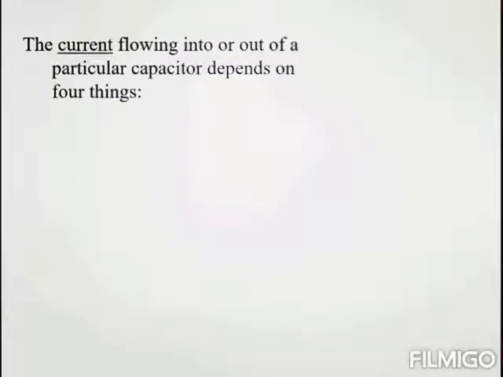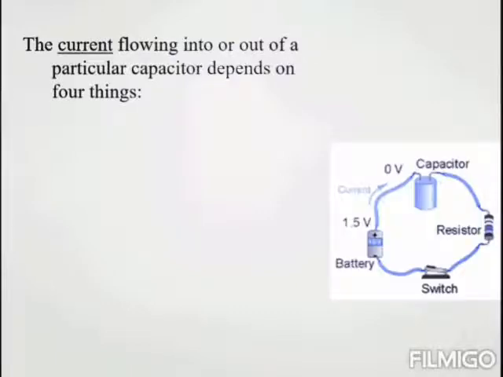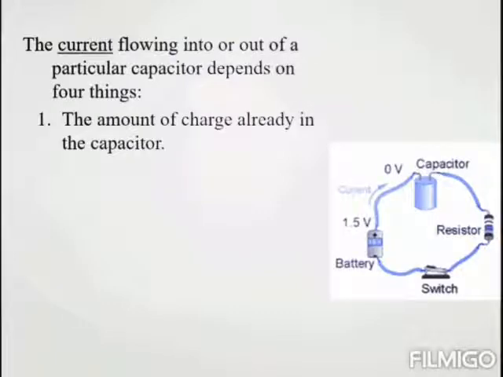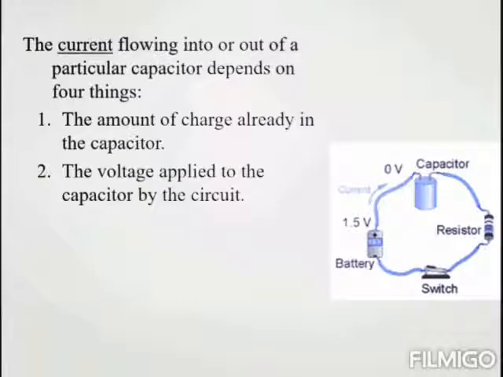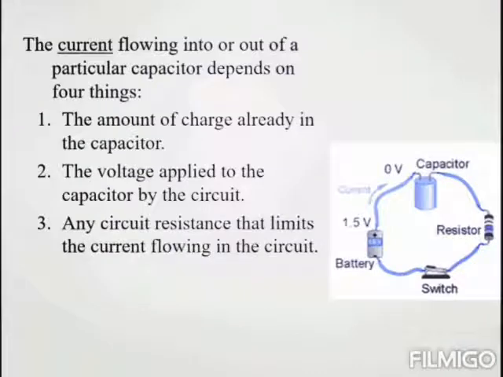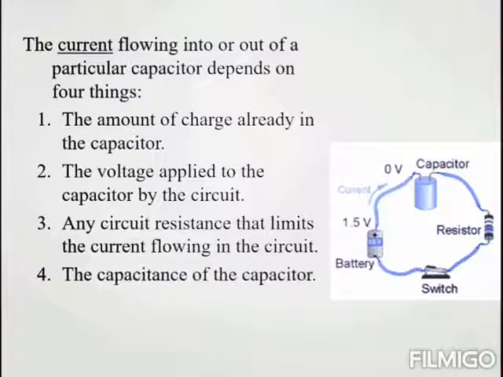The current flowing into or out of a particular capacitor depends on four things: the amount of charge already in the capacitor, the voltage applied to the capacitor by the circuit, any circuit resistance that limits the current flowing in the circuit, and the capacitance of the capacitor.